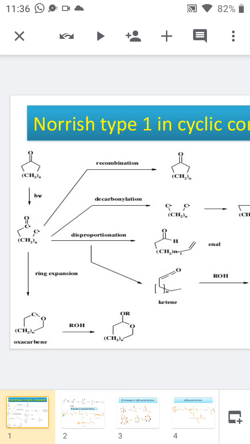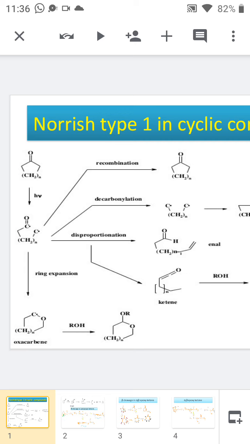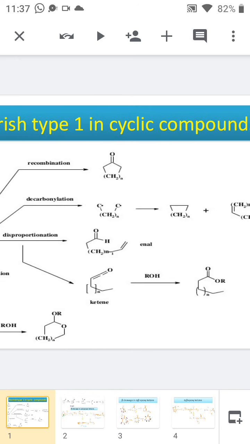The next is the disproportionation reaction. The disproportionation reaction will occur by alpha hydrogen abstraction, and we will get an aldehyde on the one side of the carbonyl group and a double bond on the other side. So ring expansion may also occur. These are the different types of secondary process that occur in Norrish type 1 in cyclic carbonyl compounds.